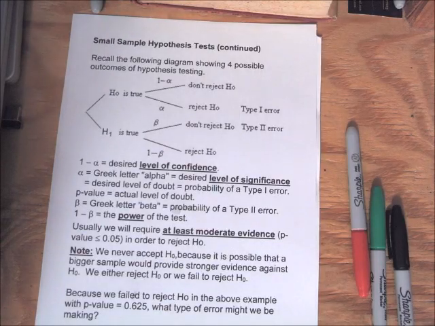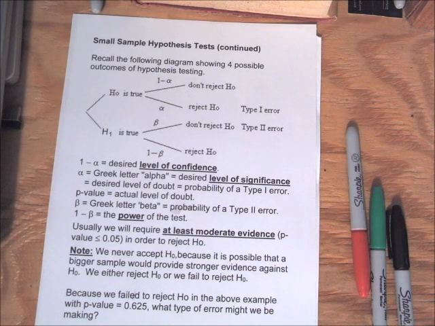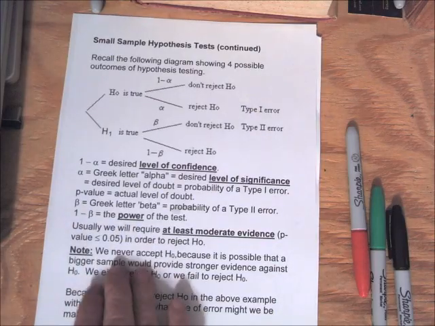The way to reduce the chances of either type of error is to increase the sample size, but the drawback there is that larger samples can be expensive.